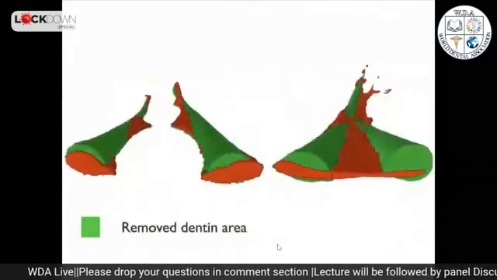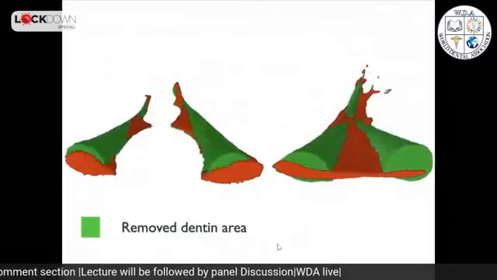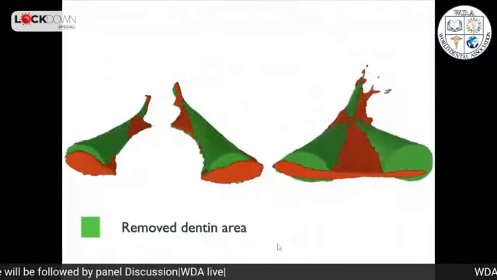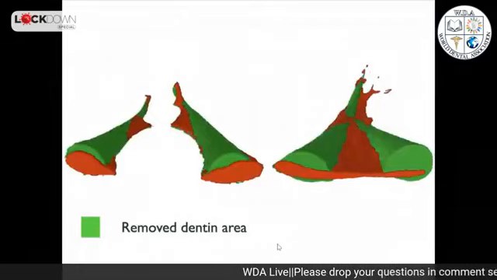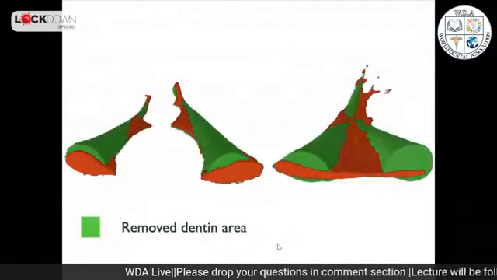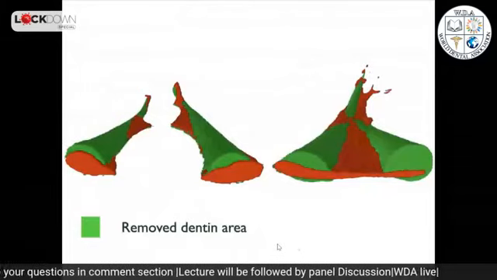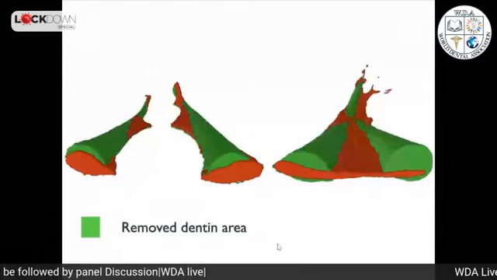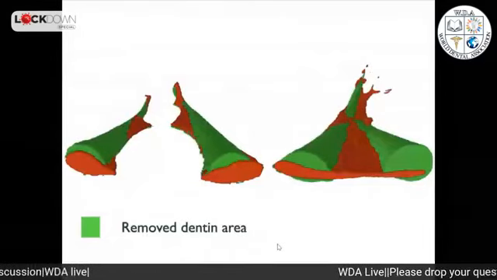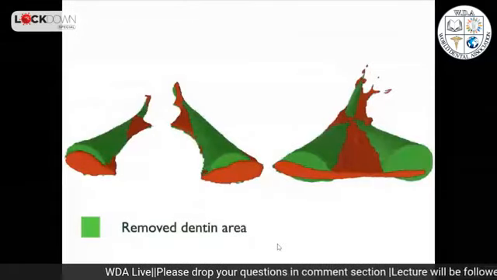So the instrument will perform well if the anatomy is simple, such as on the left side, although we have some areas in red that were not instrumented. You can see that the situation on the right side is much worse because this anatomy is more irregular. So we just need to rely on the sodium hypochlorite's ability to dissolve the tissue in these areas.